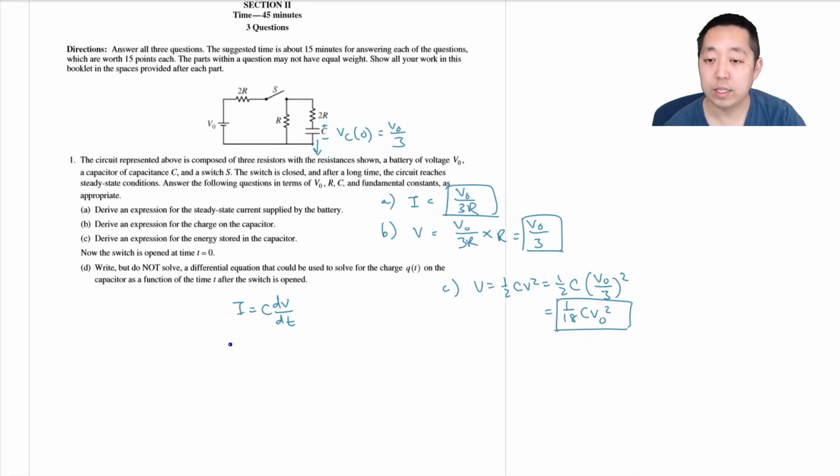Yeah, so that would be negative VC over 3R is equal to C dVC dt. Okay. Now, this would be a differential equation you could solve. You could solve for V, and then you could solve for I, and solve for Q. I don't know if they want you to do anything else. I is equal to dQ dt.